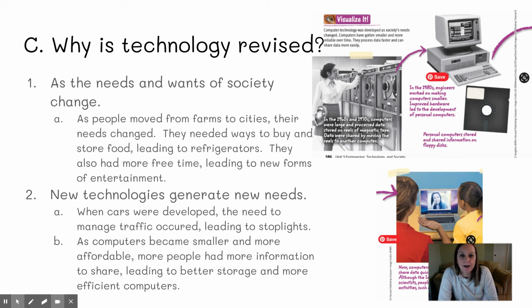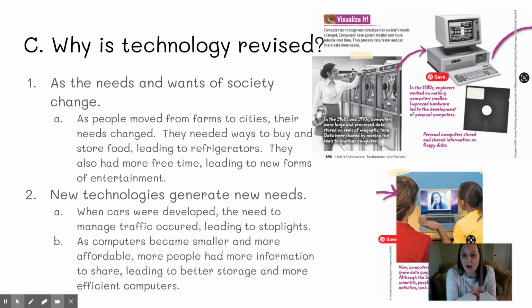Just as society has changed, people's needs haven't changed in the sense that we still need food and we need to eat, but the way that we get food and the way that we purchase food and the way that we store food has changed.